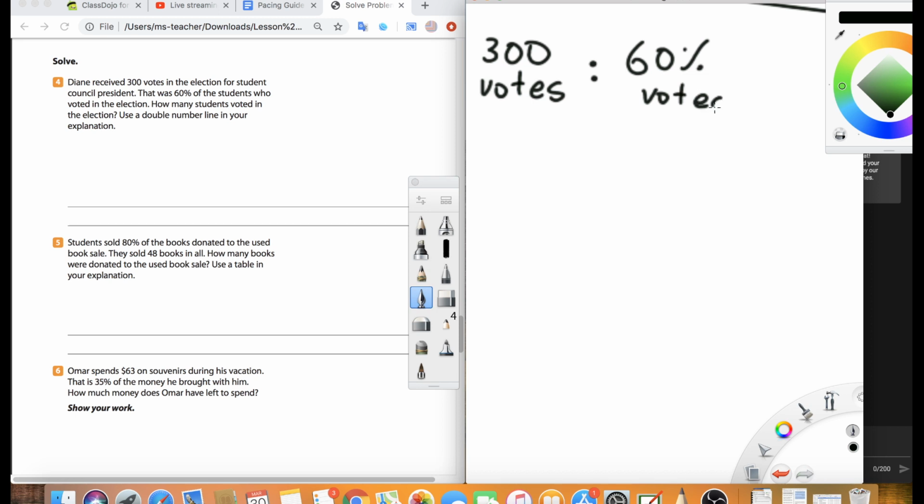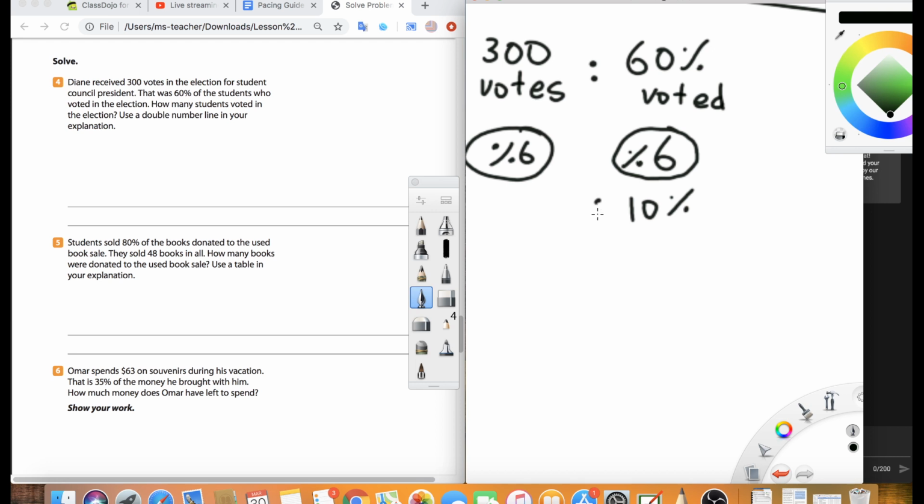Now, the first thing we must do when we do these problems, when they give you a part and you need to find the whole, is you need to divide to find 10%. So what did I divide this 60 by to get 10%? Now, if you can't do it in your head, 60 divided by what gives you 10? Do it backwards. 10 times what gives you 60? 10 times 6 gives me 60. That means that 60 divided by 6 would give me 10. Now, whatever I do to one side, I must do to the other side. So, 300 divided by 6.